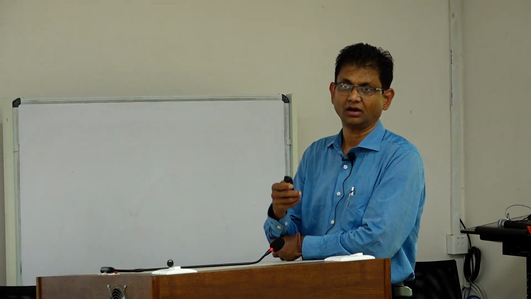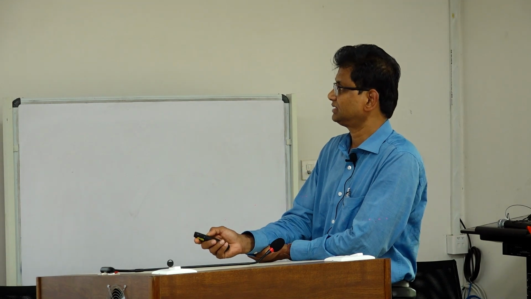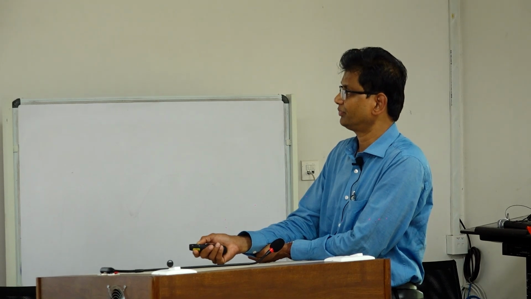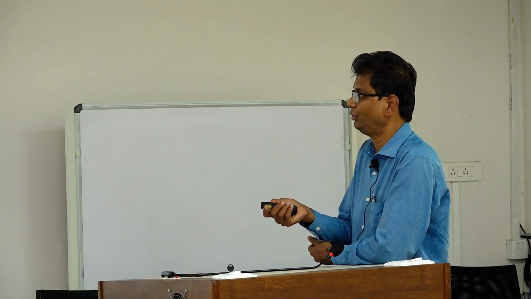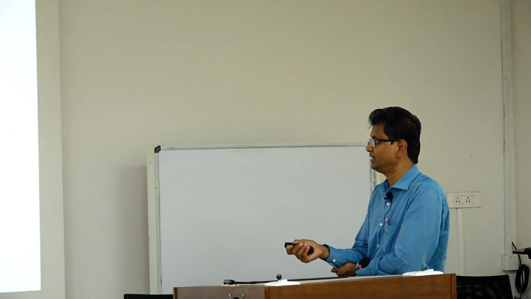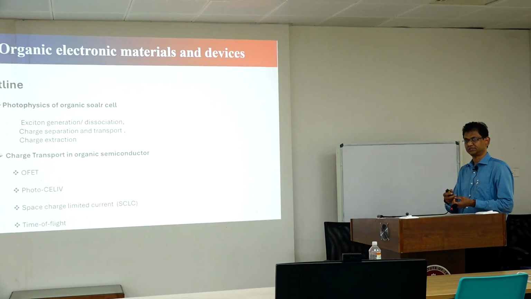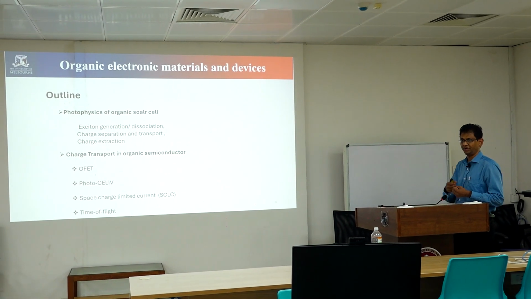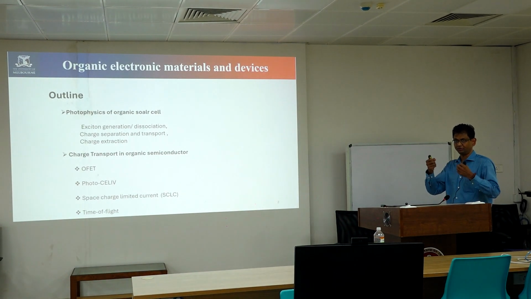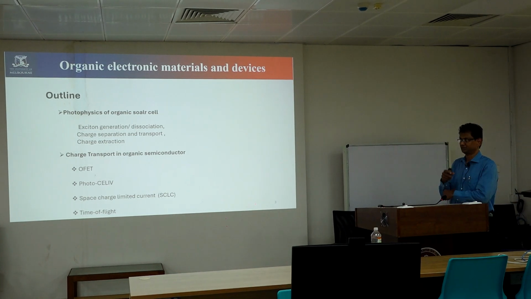Today I am going to talk about some of the photophysics in organic solar cells, how the photophysics and excitonic processes happen there. The outline of this topic is: how the exciton is generated, where it dissociates after generation, and how charge separation happens after dissociation, then transport and charge extraction, because after charge separation we need to extract the output, and only then can we use it as a useful current flow.